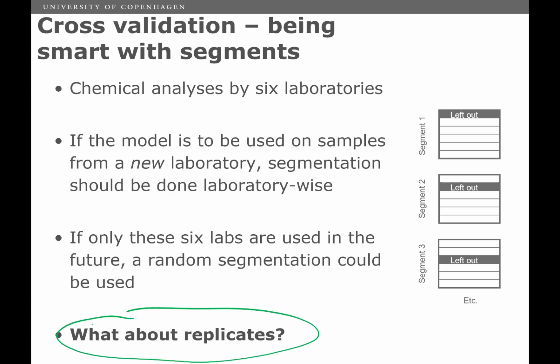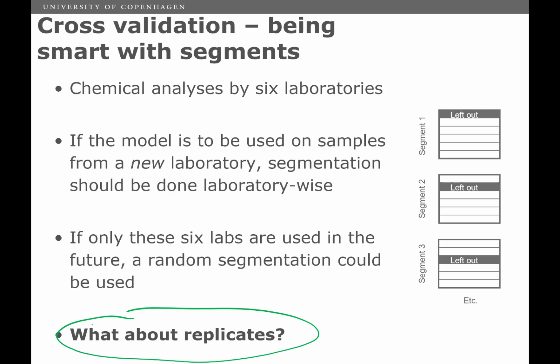We have a little question here. What about replicates? Well, the short answer is that you have to leave out replicates together. Otherwise, you're normally cheating. If I only take out one replicate but leave the other one in, then I didn't really leave out that sample. Then it's not a real test set.